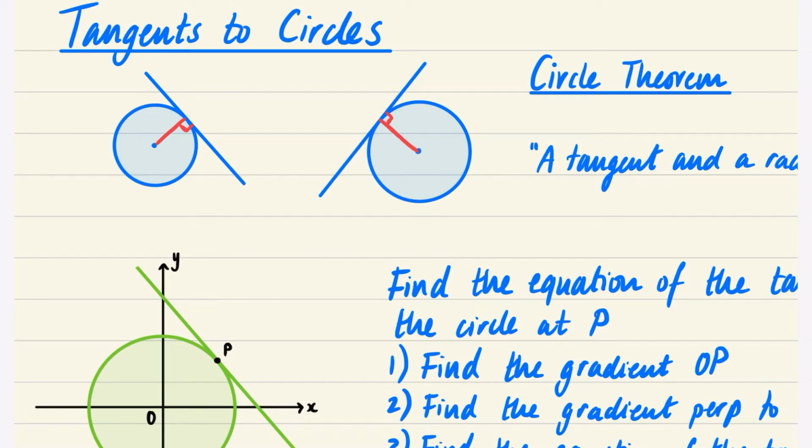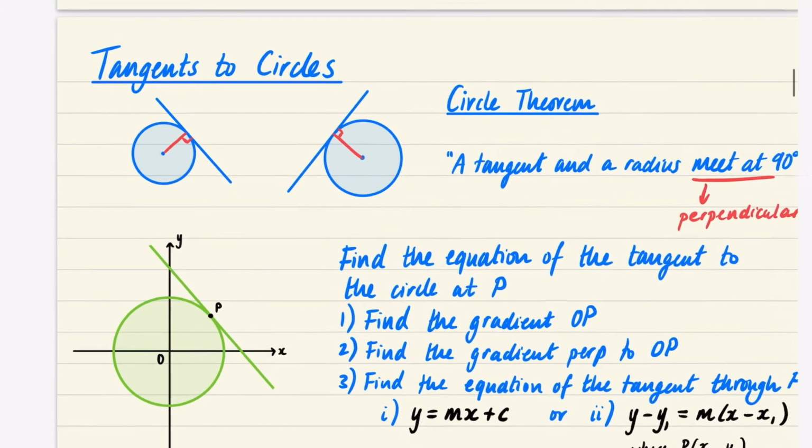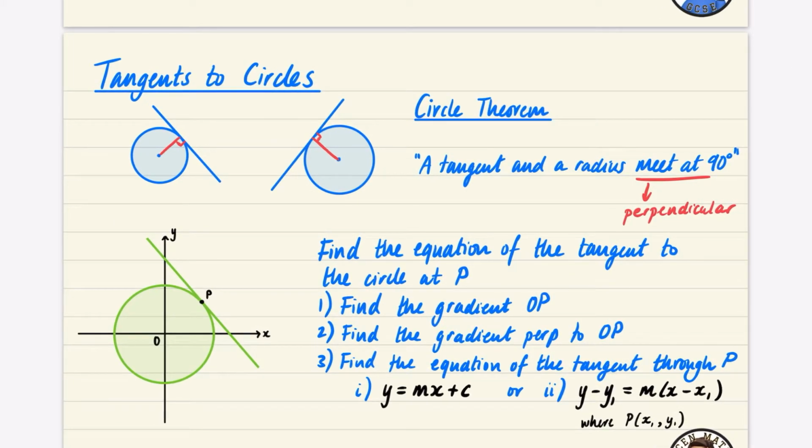So quick reminder, a tangent is a line that just touches the circle on one point. It doesn't go through the circle in two places. It just kind of skims the edge of the circle. Now this circle theorem, the fact that this radius which I've drawn in red and the tangent which I've drawn in blue are perpendicular to each other, means that we can use some of the things we have done earlier on about straight lines and gradients and perpendicular gradients to help us to find the equation.